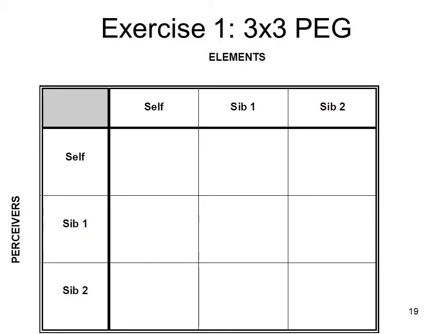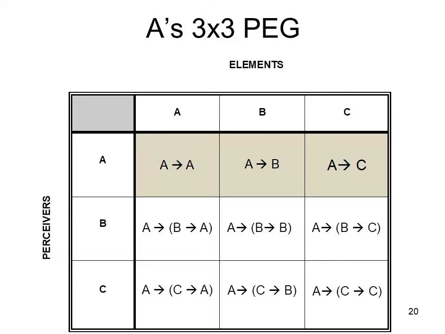So write the names in place of those titles. Just to clarify again, that's direct perception: A's view of A, A's view of B, A's view of C. You're guessing how B would see A, so that's A's view of B's view of A, and every combination that you can get from that. I don't know if that clarifies it or confuses you.